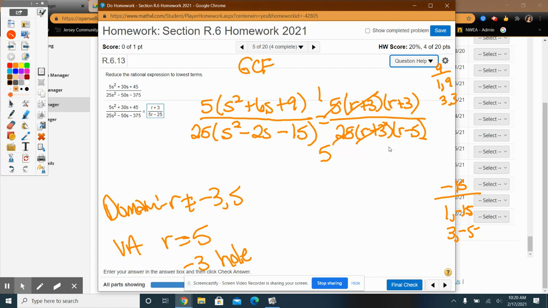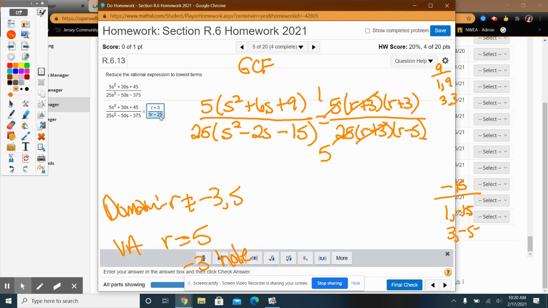Yep, that's what I'm trying to do. 5r minus 5. I don't know what they want to put. Let's see where I made the mistake. We're going to have to do this one again, because it's not going to like what I have here.